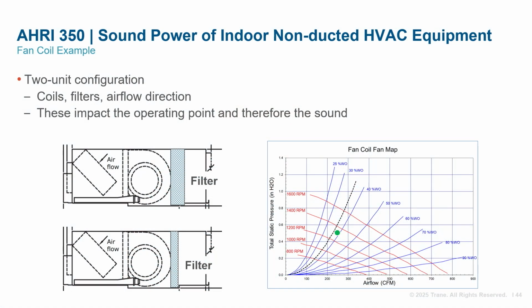A fan coil's configuration can include number of rows of coil, various filter options, inlet airflow direction, and discharge airflow direction, among others. Each of these choices will impact the operating point of the fan. For example, choosing a filter with higher pressure drop will increase the internal losses of the unit. To deliver the required airflow, the RPM of the fan will have to be increased, which increases the sound.